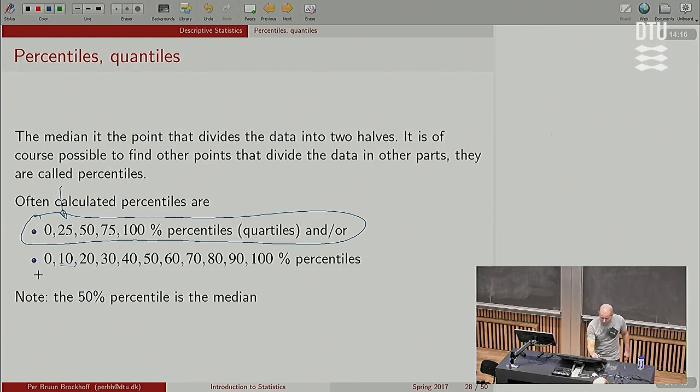And then we have the extreme ones. What do you think they are? Let's find out about that later. What do you think the 0 percentile is? The minimum. So 0 is the minimum data point, 100% is the maximum data point. So that equals minimum and maximum actually.